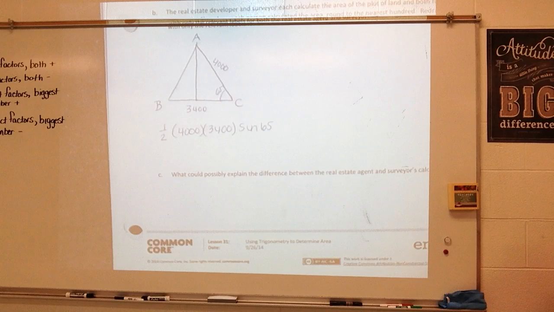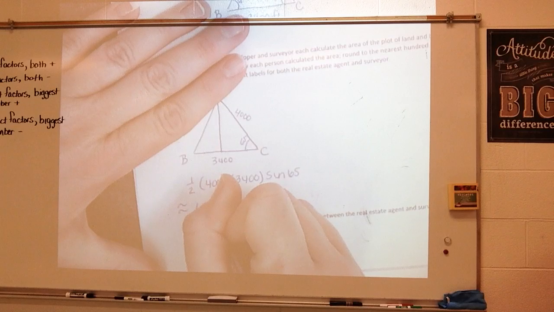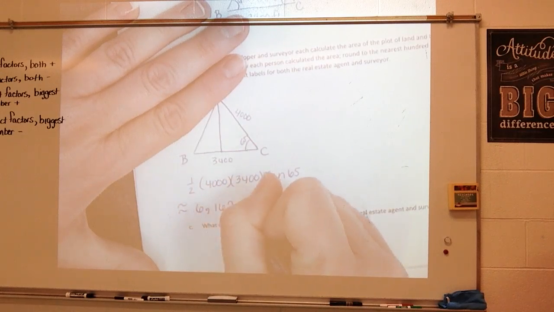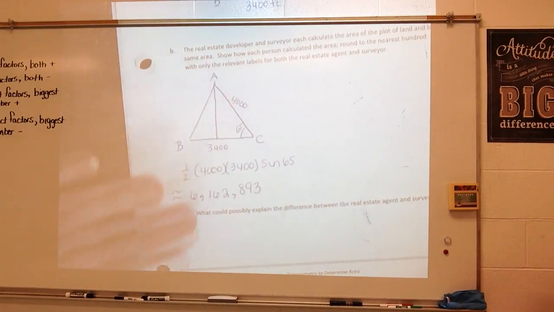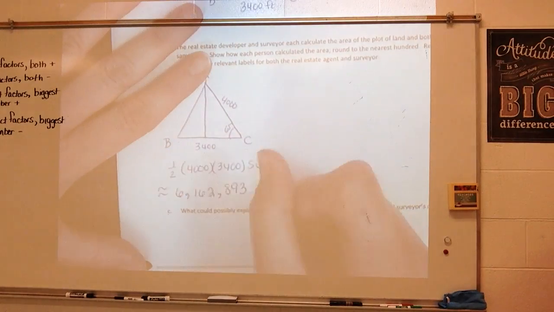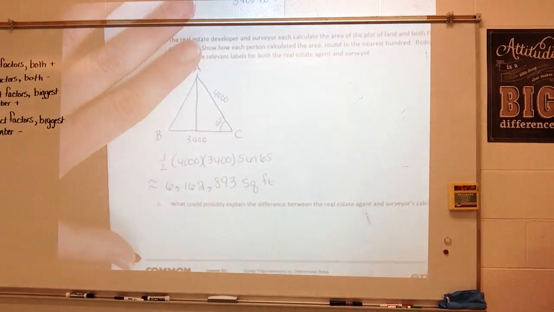So 1/2 of 4,000 is 2,000. Alright, so I've got 2,000 times 3,400 times the sine of 65, which gives me approximately 6.16289 times 10 to the 6th power. So I'm going to round that to approximately 6,162,893. Alright? And they were measuring, I believe, in feet, so square feet.